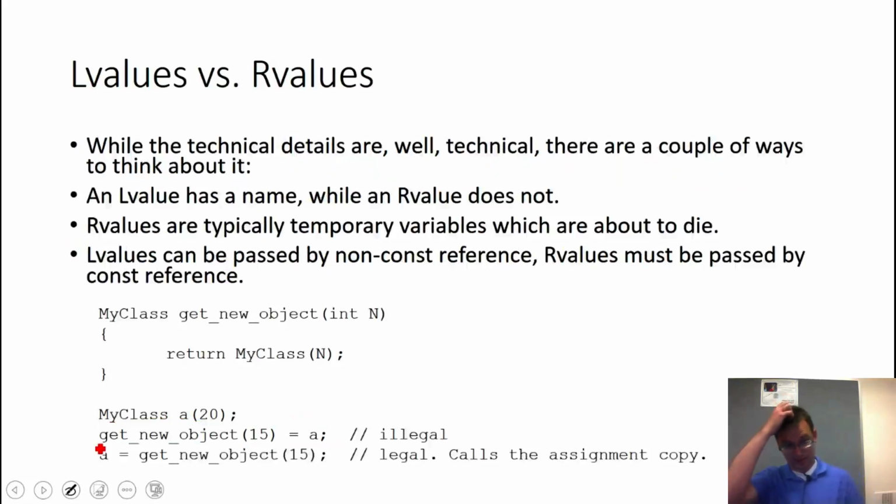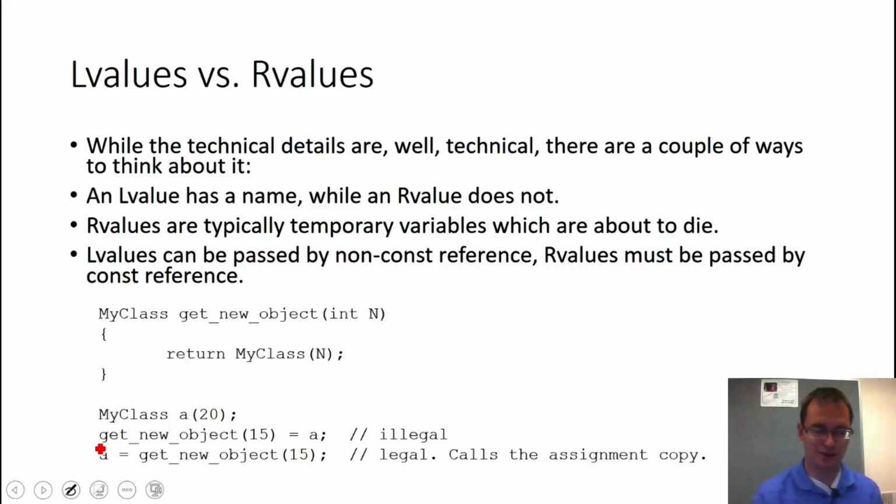So, there are a couple of ways to think about this. An L value is something which has a name. An R value does not. Another way to think about it is that R values are temporary variables which are right about to die. Another important note is that L values can be passed by a non-const reference, while R values must be passed by a const reference.